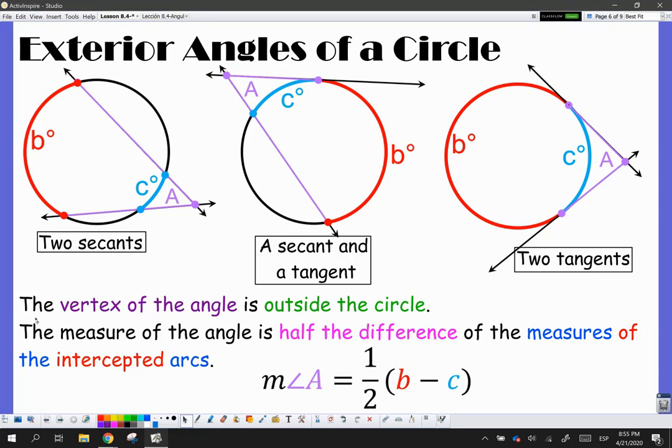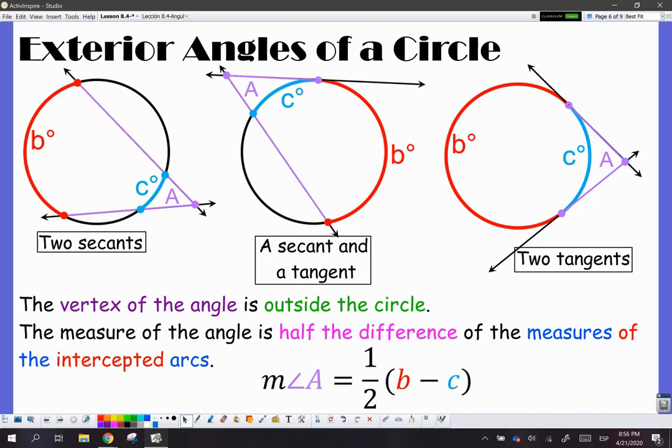Now let's take a look at the other information we have. The vertex of the angle has to be outside of the circle. Remember that exterior means outside. So that vertex has to be outside of the circle, and again, it can't touch the circle. It can't be on the circumference of the circle. Also, the measure of the angle is half the difference, and remember that the word difference means subtract, half the difference of the measures of the intercepted arcs.